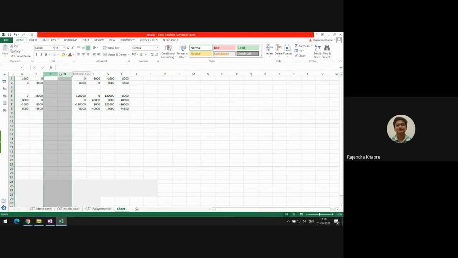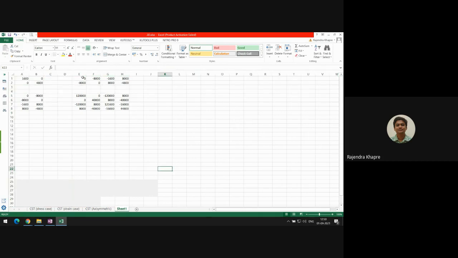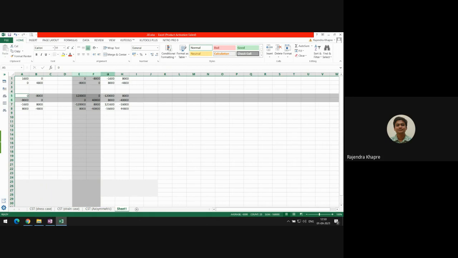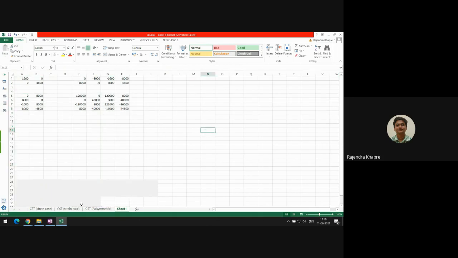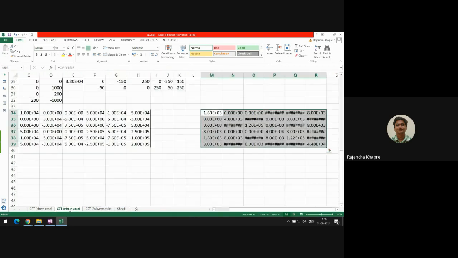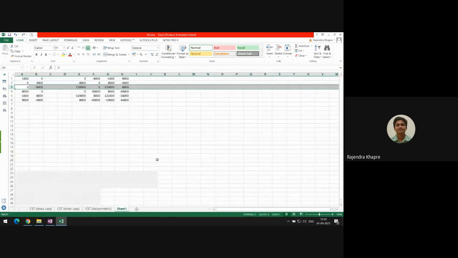This will be your node 2. Node 2 is not there, so it will be blank. And this will be your node 3, and this will be your node 4. A very simple thing. Now I'm going back over here and undoing some portion.